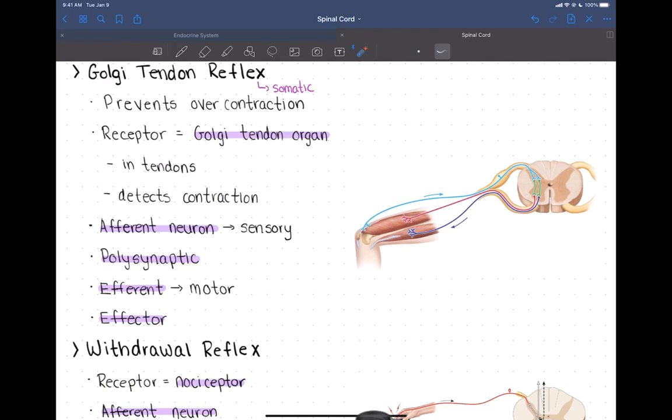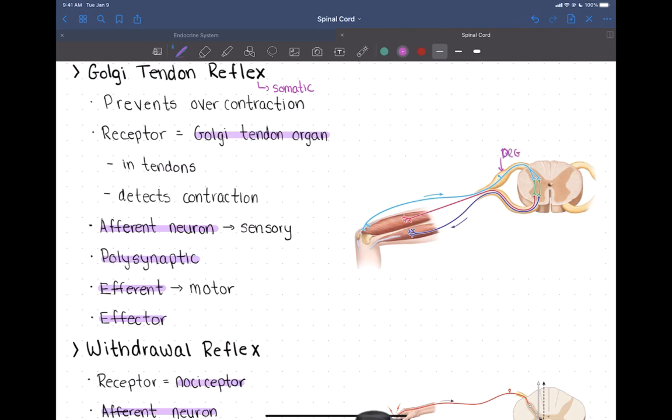Okay, so it's going to detect contraction. When that contraction is detected, so that's what we have here with this blue, right? So this blue is the sensory neuron associated with those receptors. Those receptors are going to be activated by the muscle contracting. That information will be sent towards the spinal cord, just like before, afferent to our DRG.